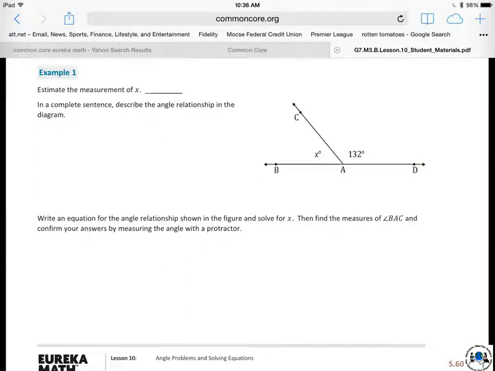Okay, here, example 1. I know some of these are going to look really easy for you, but one of the most important things here is that we're going to be writing some equations for these angle relationships, not necessarily just getting the answer. So this first one asks you to estimate the measurement of x. This is a line here, this line BAD. So if we know that's a line, we could use the angles on a line relationship.